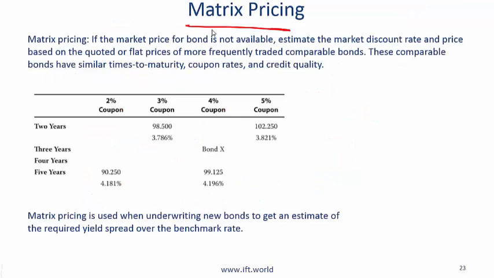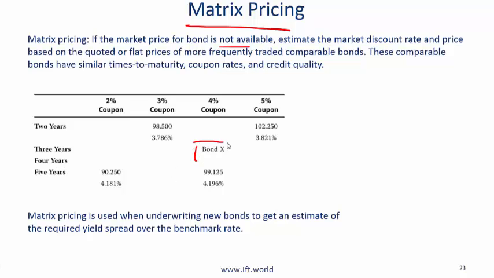Next, we talk about matrix pricing. If the market price for a bond is not available, estimate the market discount rate and price based on the quoted or flat prices of more frequently traded comparable bonds. These comparable bonds have similar times to maturity, coupon rates and credit quality. Now I won't do this in detail, but the idea is that you interpolate.